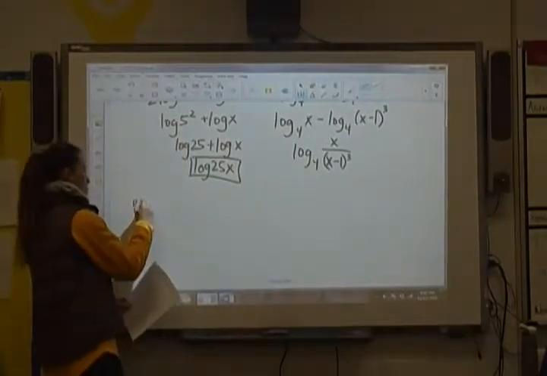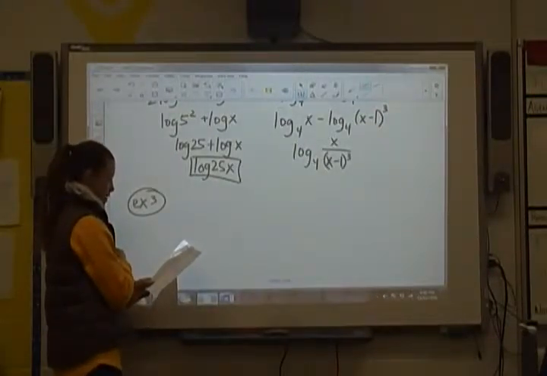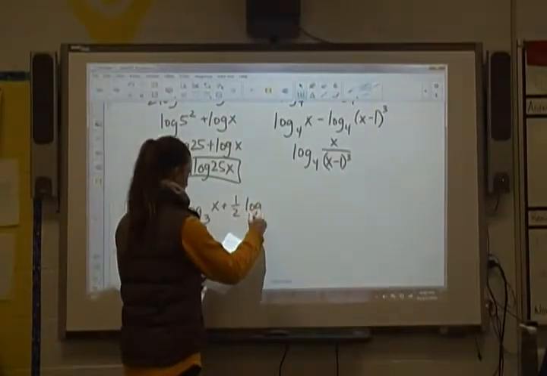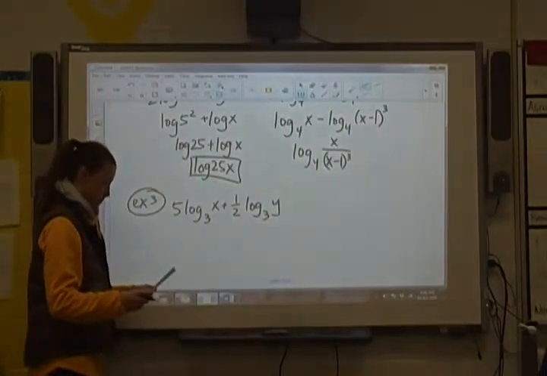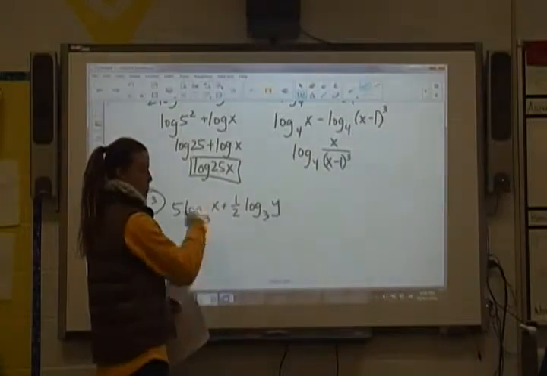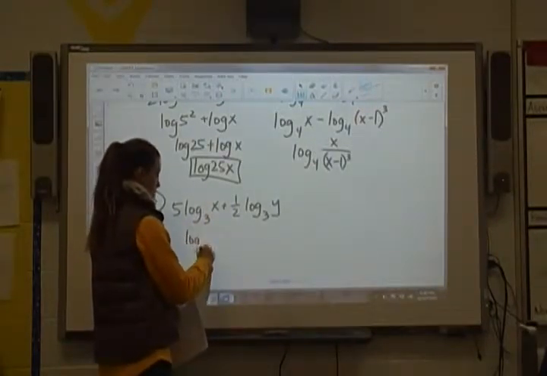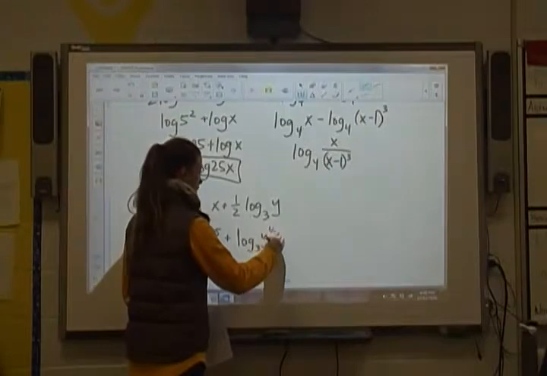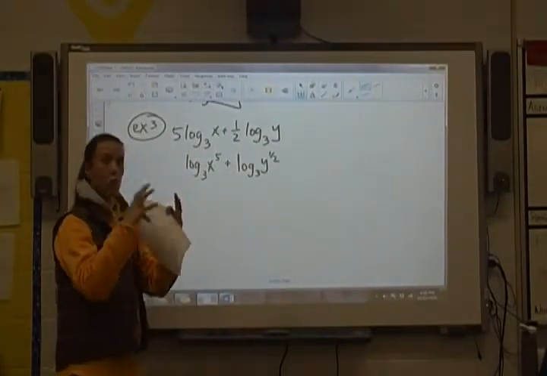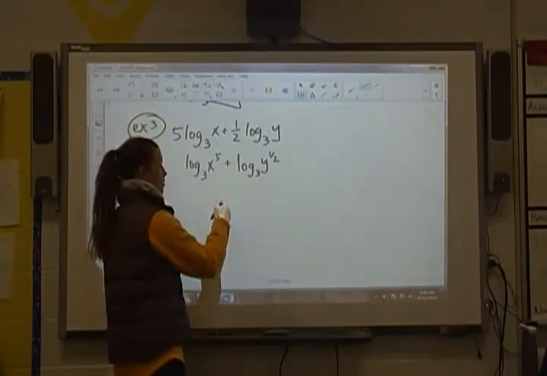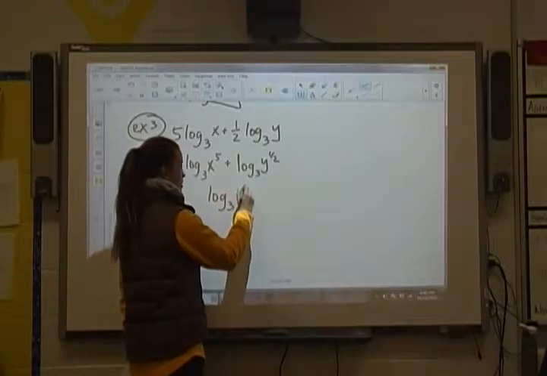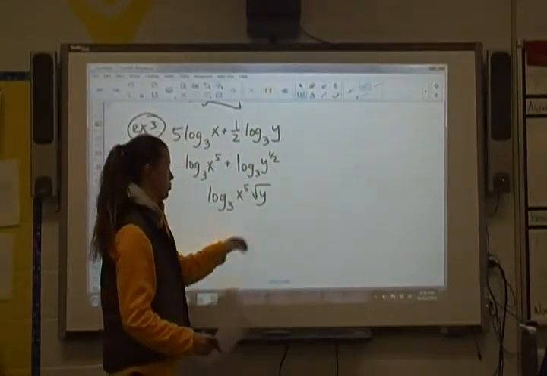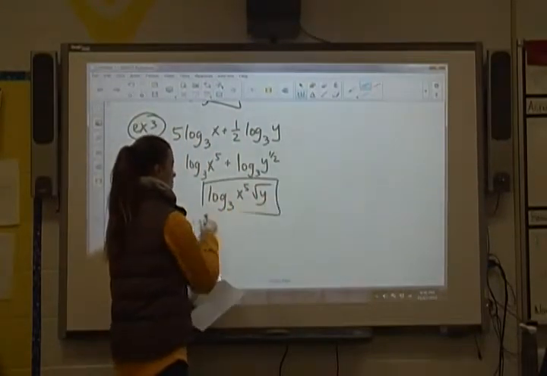All right, let's take a look at another example. If I have 5 log base 3 of x plus 1/2 log base 3 of y, then I'm going to move my 5 over onto my x, so log base 3 of x to the 5th power plus log base 3 of y to the 1/2 power. And then I want to remember my goal is to write that as one logarithm at the end. So this addition tells me I'm going to be multiplying, so log base 3 of x to the 5th and the square root of y. When we're condensing, we want to get rid of those fractional exponents, change those into roots whenever possible. So that is our answer there.